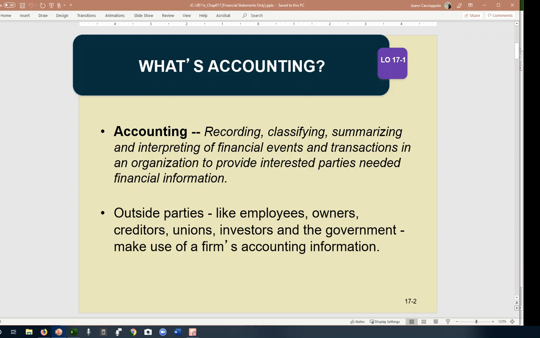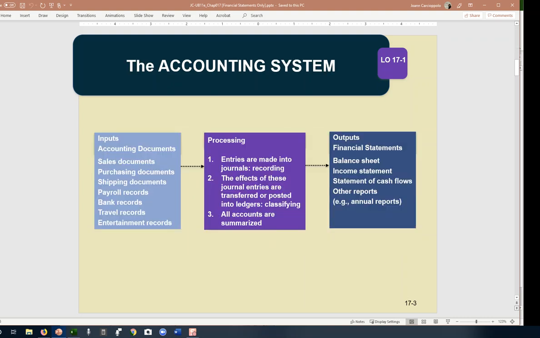The method we use to record and summarize accounting data into reports is known as the accounting system. See Figure 17.1 on page 475. We can use the production process from Chapter 9 for the accounting system also. Recall the production process includes inputs, processing, and outputs. In the accounting system, the inputs are the sales documents, purchasing documents, payroll records, travel expenses, and so on, as you can see in this box here.